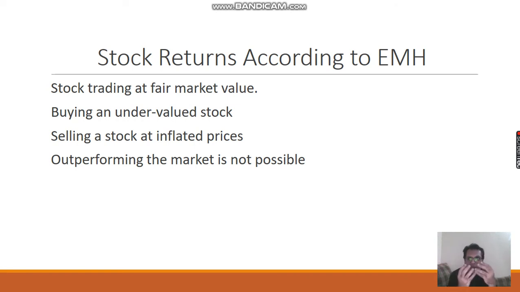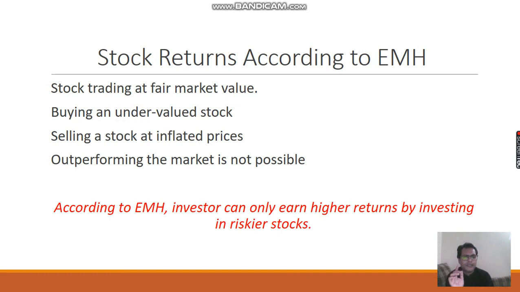But then the question arises: if in a perfect market nobody is earning very high returns, nobody is getting abnormal returns, how can an investor get very high returns in the market? Is there any situation in which an investor can earn very high returns? According to EMH, there is only one situation in which an investor can get high returns, and that is by investing in riskier stocks.